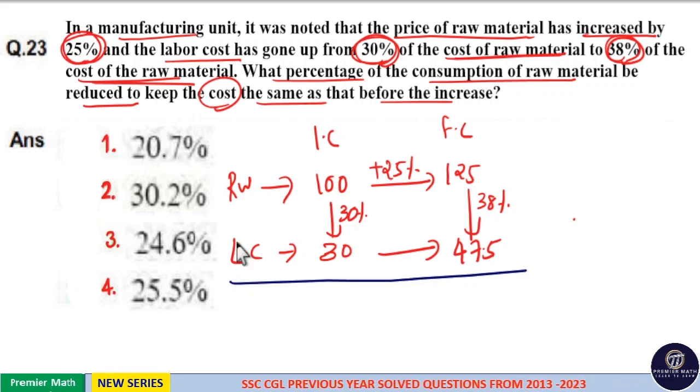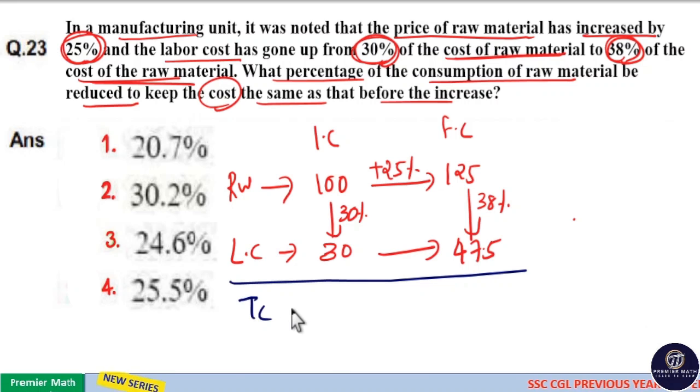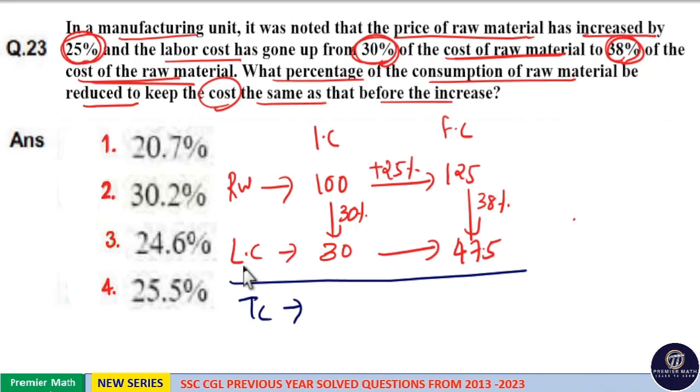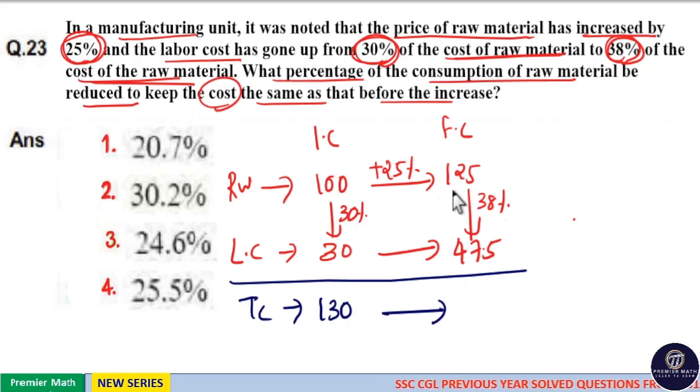So here, total cost is equal to raw material cost plus labor cost. The initial total cost is equal to 100 plus 30, 130. And the final total cost is equal to 125 plus 47.5. 125 plus 40 is 165, and 165 plus 7.5 is 172.5. Now here you can see the increment is from the initial total cost to the final total cost. The increment in total cost is equal to 42.5.